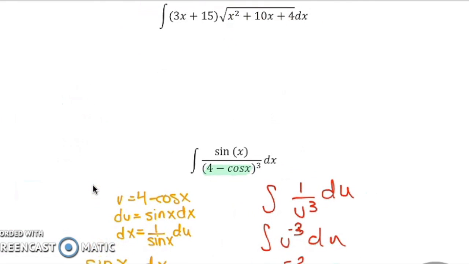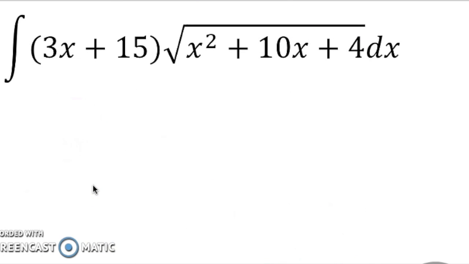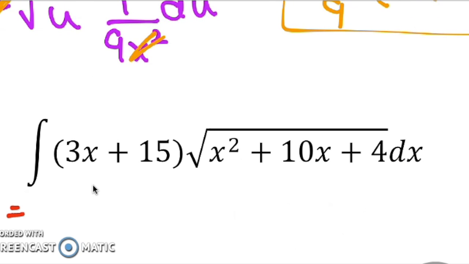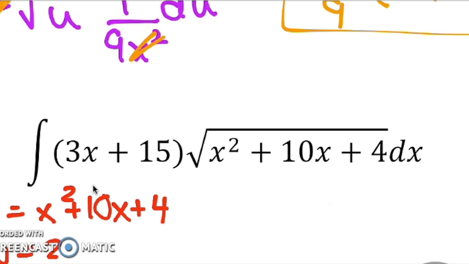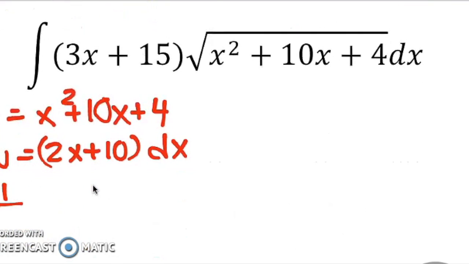Okay, last example is this one. So I see that this is under a radical. I also see that this is x squared, that's x to the first. So that gives me a hint that the highlighted in green will be my u. So u here is going to be x squared plus 10x plus 4, which makes du equal to 2x plus 10 times dx. Now I'm going to isolate dx, so 1 over 2x plus 10 times du equals dx. And then we're going to do some simplifying.